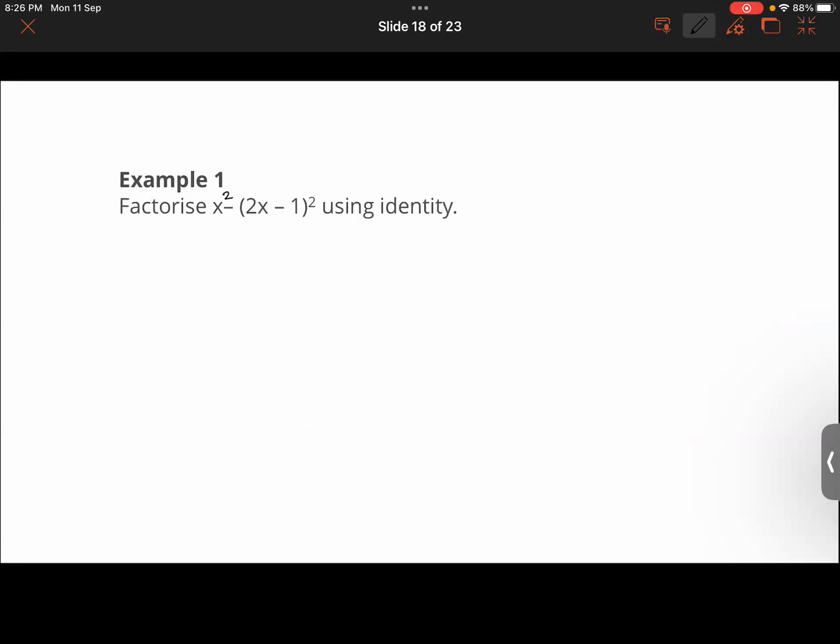Okay, now this one uses a different identity. Try to solve it quickly. By the way, which identity will you be using? The first, second, or third?